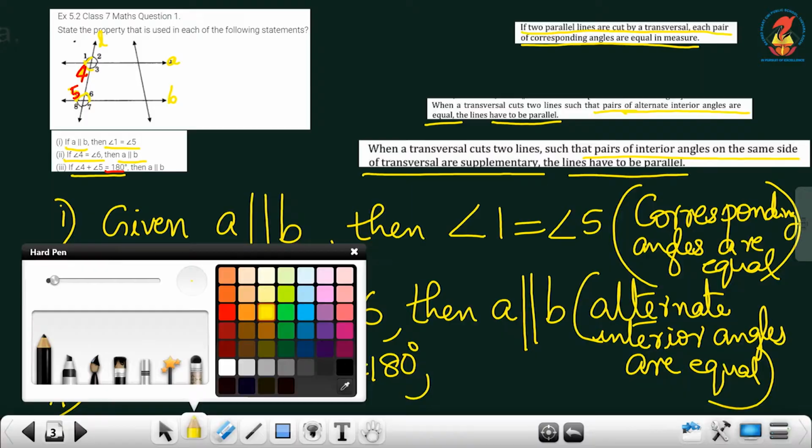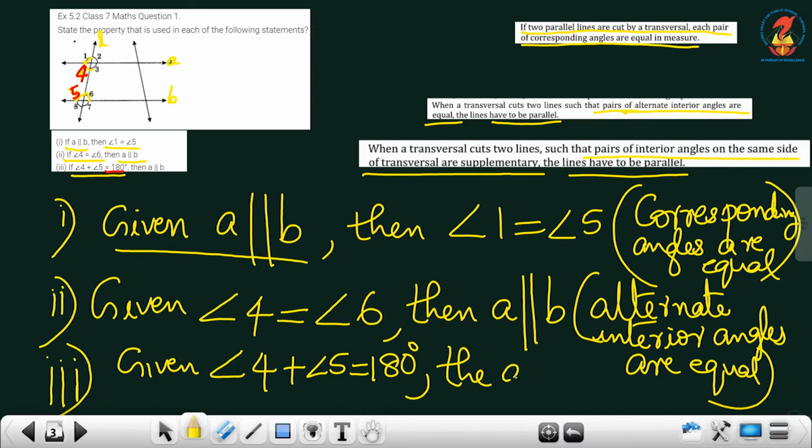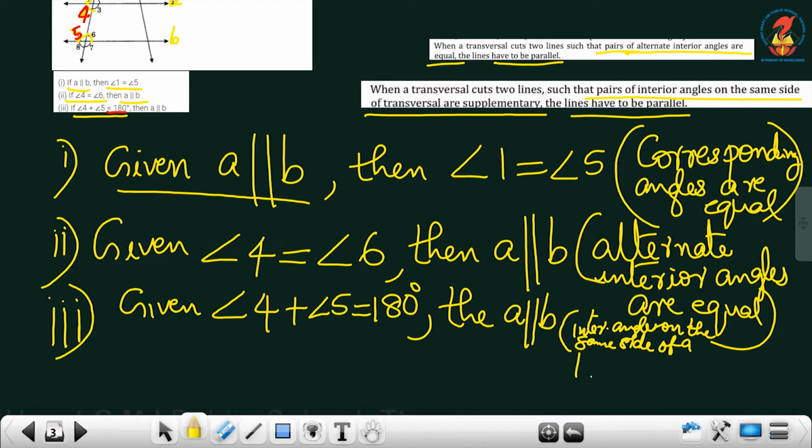So, what you can write here? Then A parallel to B. What is the reason? Interior angles on the same side of the transversal are supplementary. Write down here, interior angles on the same side of a transversal are supplementary. Is it clear?